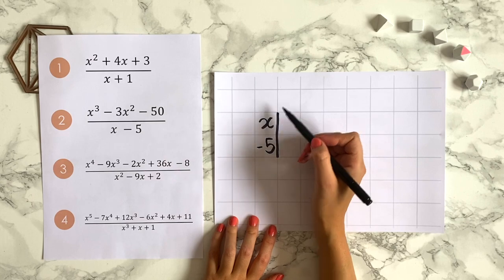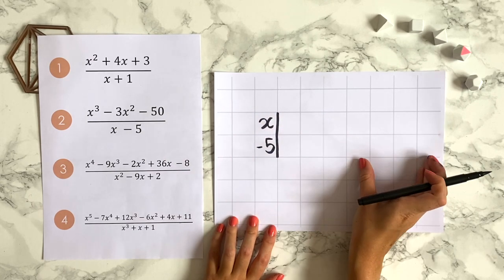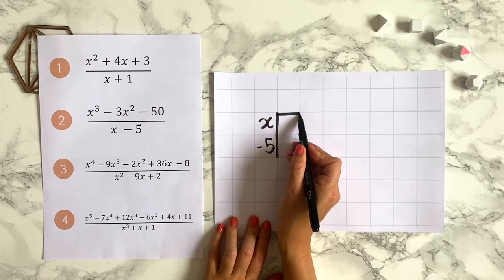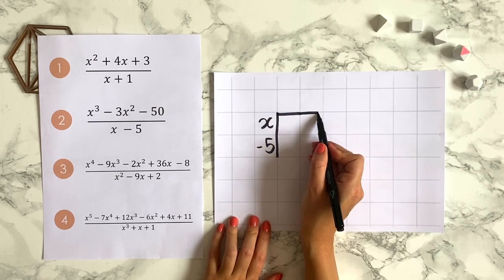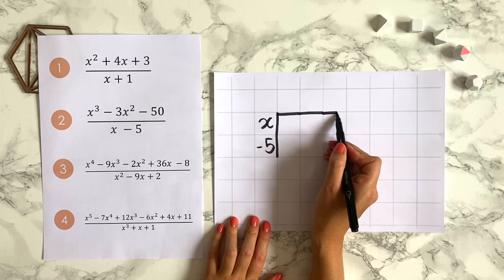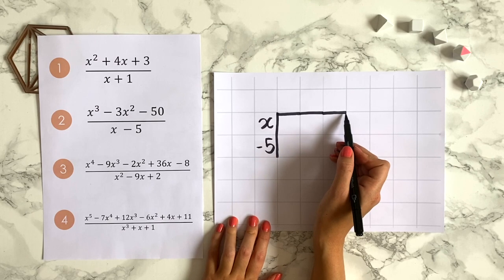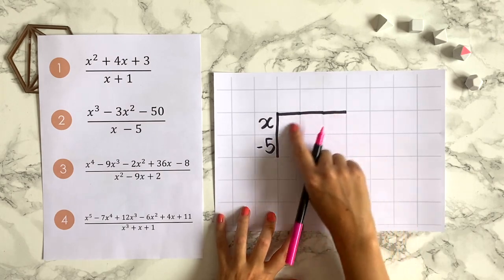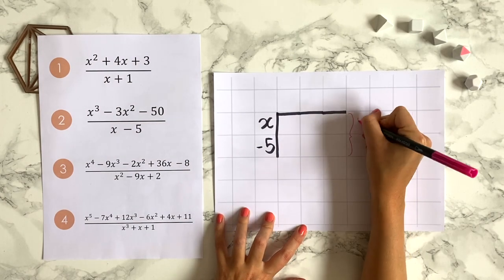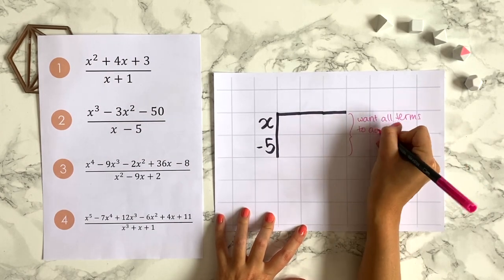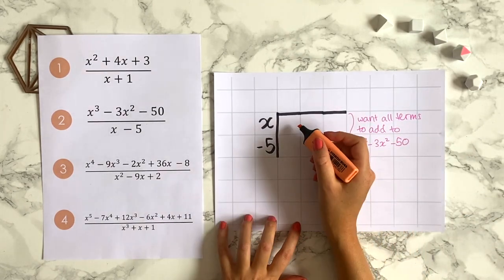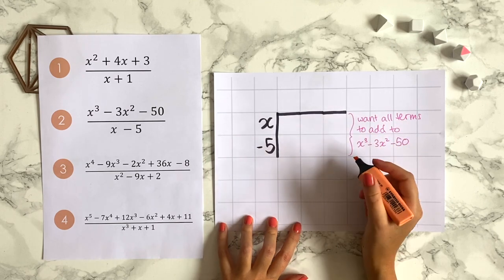Because remember, we add powers of polynomials when we multiply them together. So in our answer, we're going to have an x squared term, an x term, and then a constant term, just a number here. So our answer's a quadratic. Now remember, we want all the terms inside here to add up to x cubed minus 3x squared minus 50, the thing we're dividing. Now we draw our diagonal bubbles to fill up this grid.